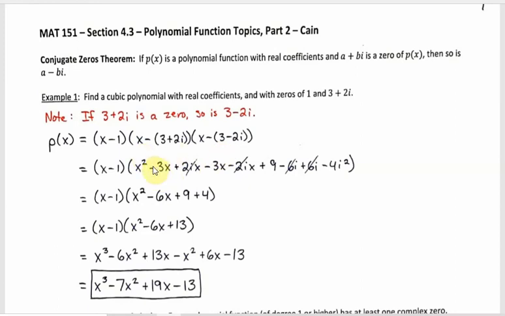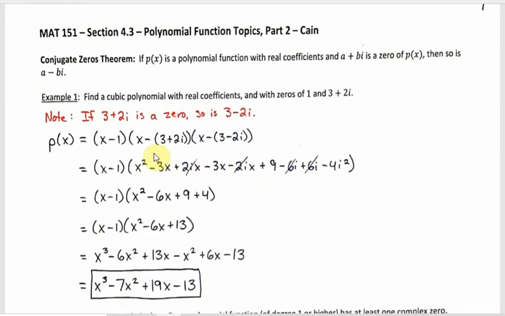So x times x would give you the x squared. Then this term and this term are the outer. So if you multiplied x by minus 3 plus 2i, you'd get minus 3x plus 2ix. And then the inner would be minus 3 minus 2i times x. So minus 3 times x minus 2i times x. And then these last four terms are the last part of the FOIL.